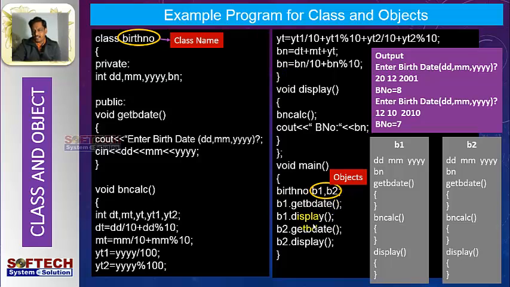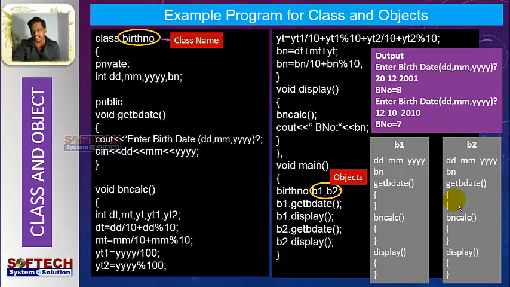So after the display function, it automatically calls pn_calc of the b1 object. In pn_calc, it calculates the birth number and assigns 8 to bn of the b1 object, that is, b number equal to 8. Then we call the function get_b_date from the b2 object, b2.get_b_date. So it calls get_b_date of the b2 object.